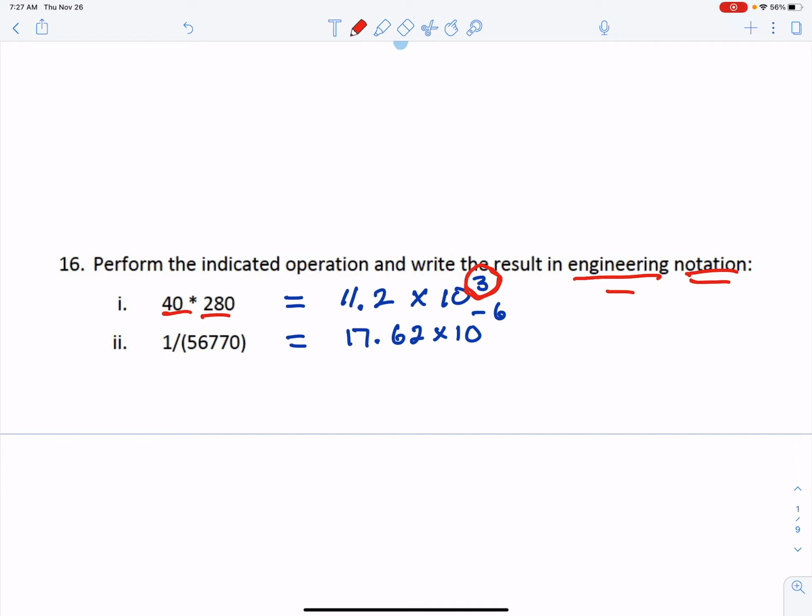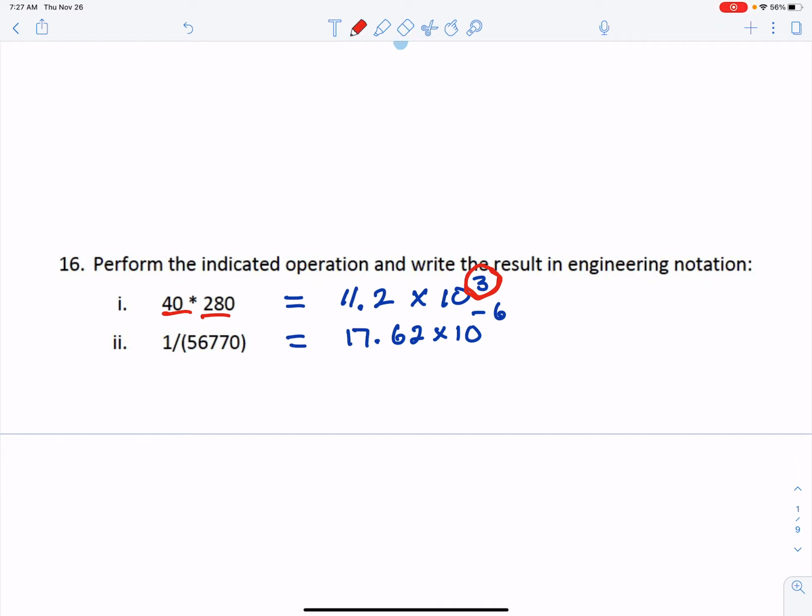So if this were measuring grams, and I had 11.2 times 10 to the third grams, I would be able to replace that and say this is 11.2 kilograms. Okay, so you get the idea on that. I'm going to erase this because that's a hypothetical that wasn't in the problem statement.